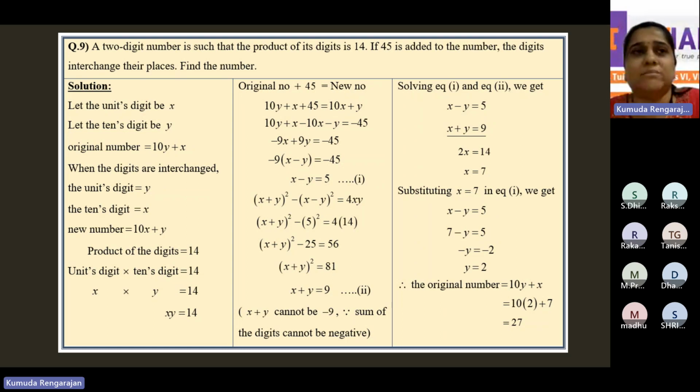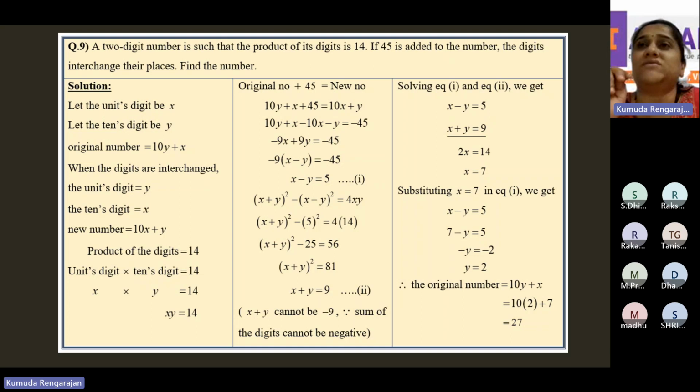Take any number. When you add the digits, will you get a negative answer? Even if it's a negative number, the digits are not negative. Even if you take a negative number, minus 72, 7 is not negative. The digits are 7 and 2 only. The digits are not minus 7 and 2. Okay. So the sum of the digits cannot be negative. So x plus y is equal to minus 9 is not possible. For this situation, it's not possible.